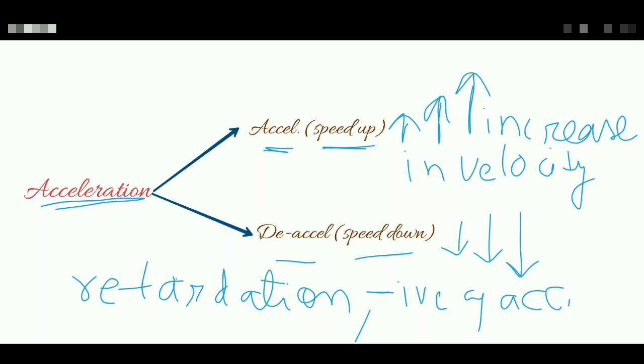Okay, we can show the acceleration with a sign as well. If we are speeding up, we say positive acceleration. When we are speeding down, we say negative acceleration. Okay.